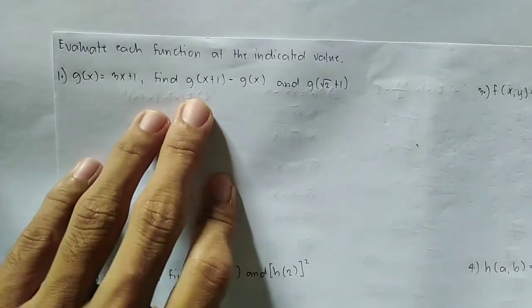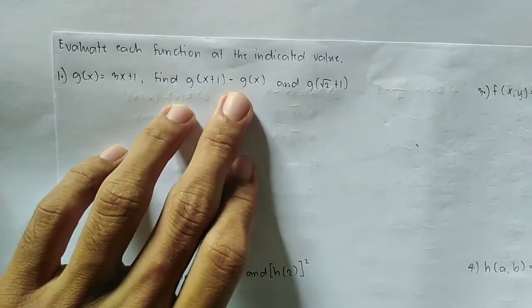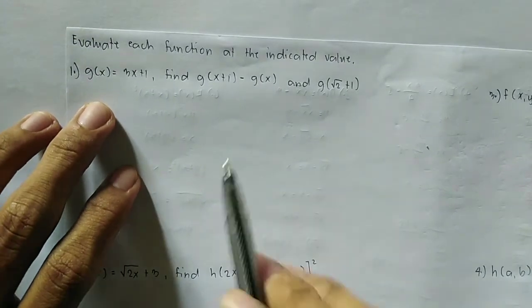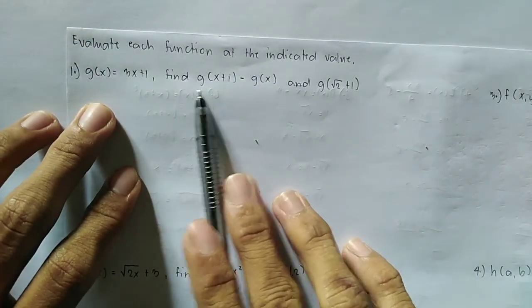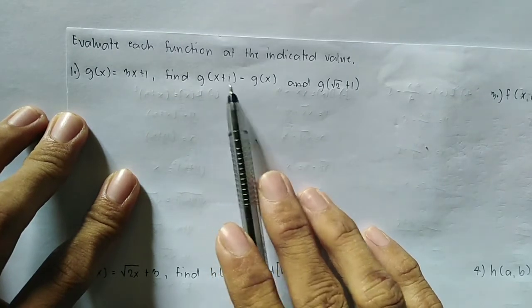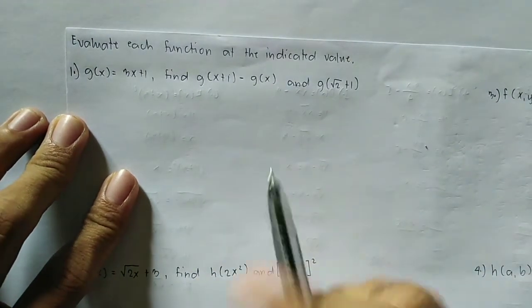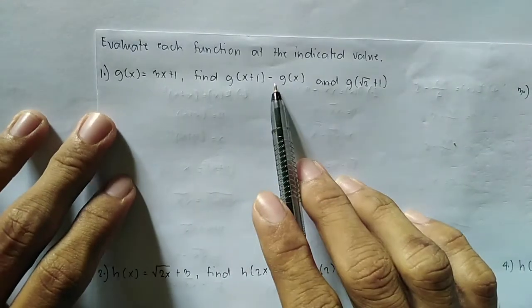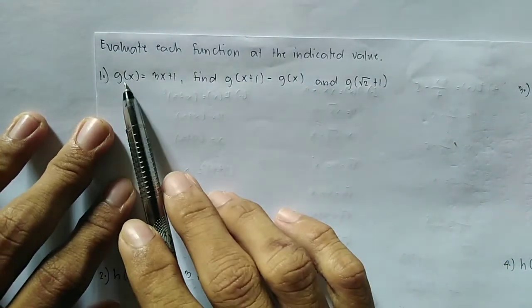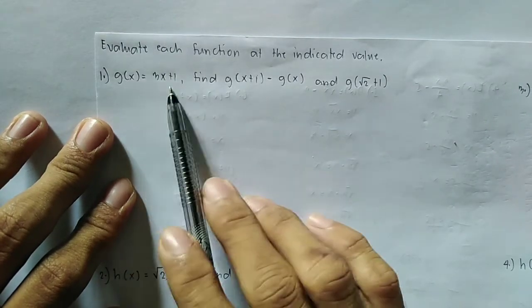So we have to find g of x plus 1 minus g of x. The first thing that we are going to do is find the value of the function at g of x plus 1. So the value of our x will be x plus 1. Then afterwards, we have to subtract that with g of x. Our g of x is given already. We have 3x plus 1.